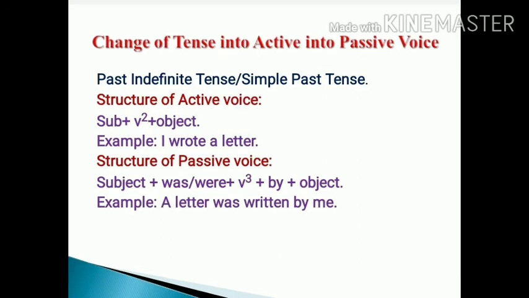Now we will discuss the changing of past indefinite active voice into passive voice. The structure of past indefinite or simple past tense in active voice is subject plus second form of verb plus object. For example, I wrote a letter. And when we change this into passive voice, the structure will be subject plus was, were plus third form of verb plus by plus object. For example, a letter was written by me.